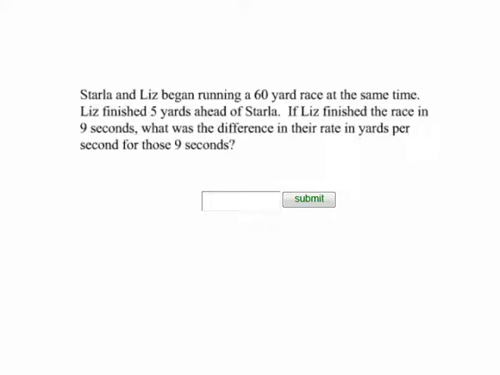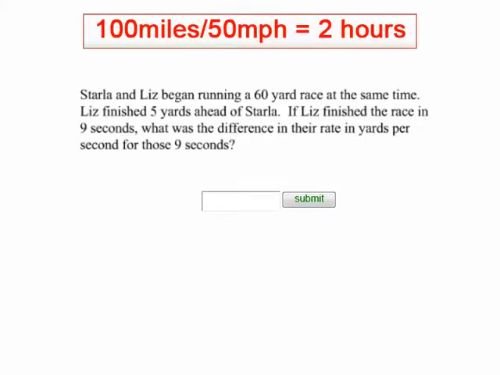This is a little bit of a variation on the traditional time, distance, rate problem. It still helps us if we remember that if you go 100 miles at 50 miles per hour, it takes you 2 hours. Helps us keep our configuration together. Well, Starla and Liz began running a 60-yard race at the same time. Liz finished 5 yards ahead of Starla. If she finished the race in 9 seconds, what was the difference in their rate in yards per second for those 9 seconds? This problem looks hard until you realize there's a logical way to look at it.